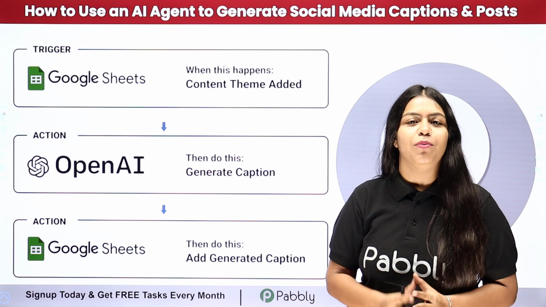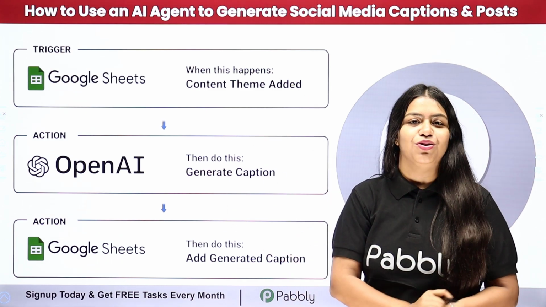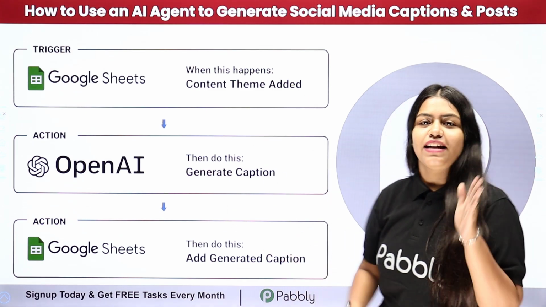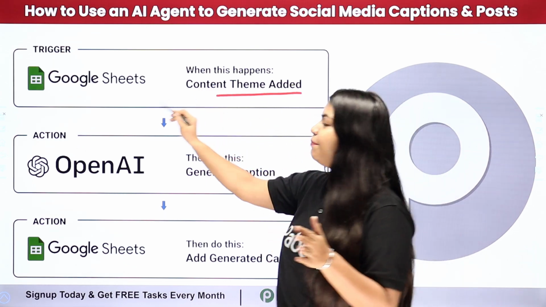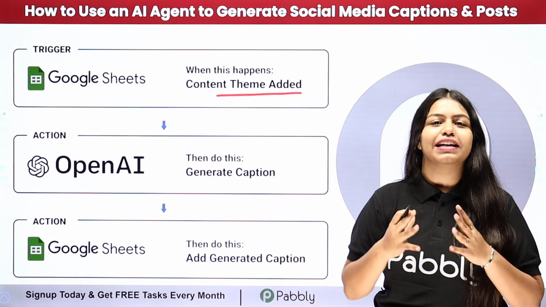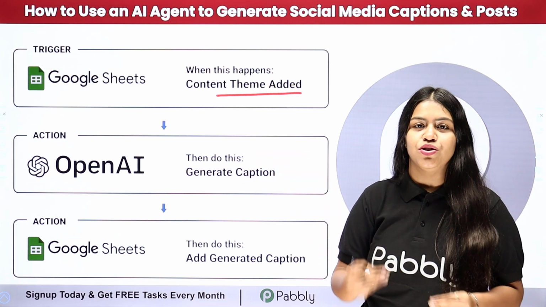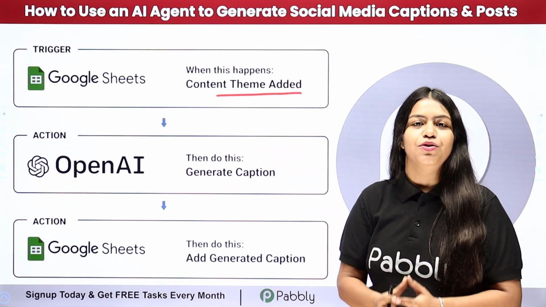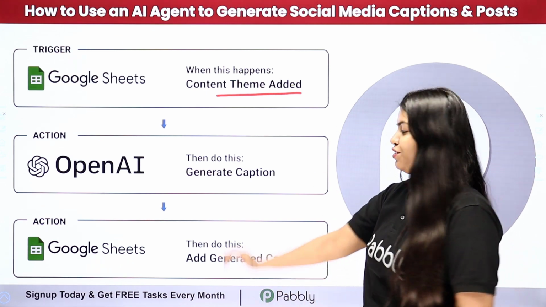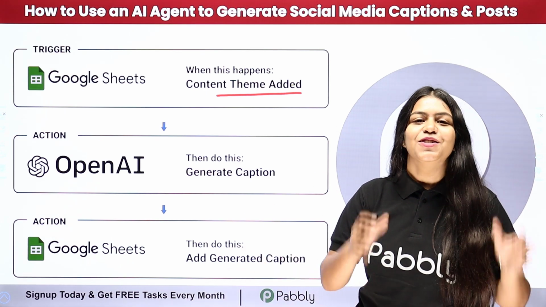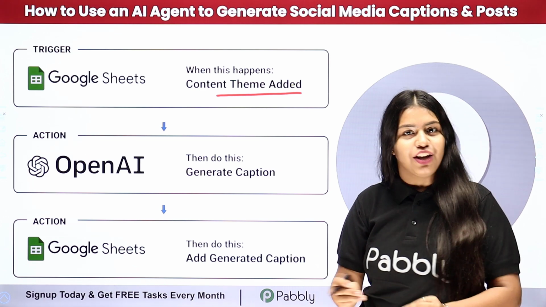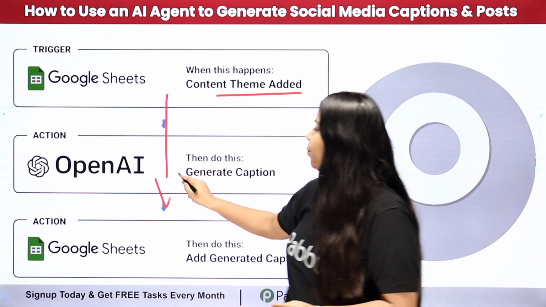So to solve this problem I've simply created this automation where, as soon as I add the content theme in my Google Sheets, my AI agent, which is OpenAI, automatically generates the captions for me. Further, I'm just going to add that same caption once again into my Google Sheets for review. So to do this, we are simply going to create a connection between Google Sheets and OpenAI.